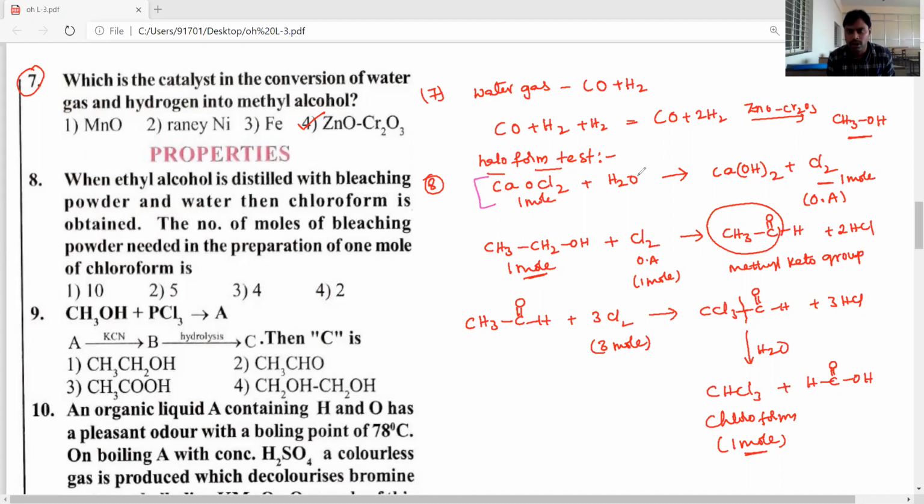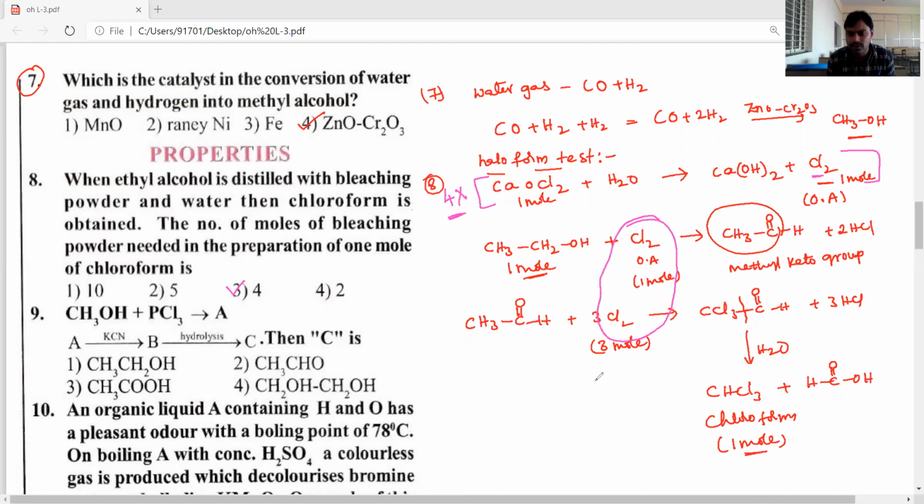Okay, so how many moles of chlorine do you want? We want 4 moles. Then it produces 4 moles of chlorine. Okay, students, for the formation of 1 mole of chloroform from ethyl alcohol, how many moles of bleaching powder does it require, dear students? Here 4 moles of bleaching powder is required because it utilizes 4 moles of chlorine.